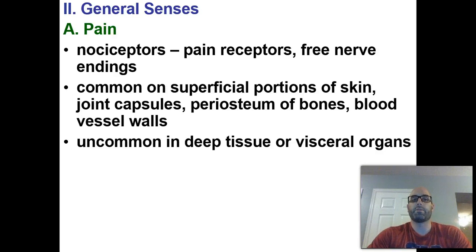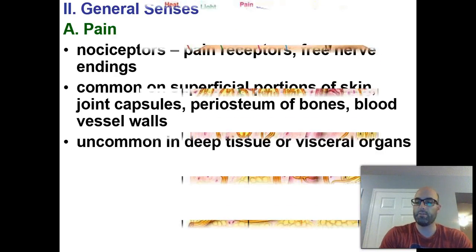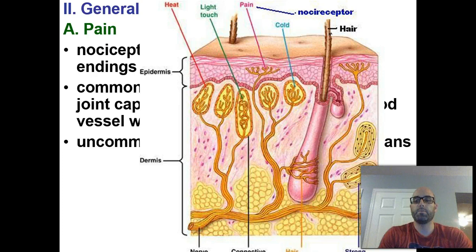Believe it or not, pain receptors are very uncommon in deep tissue or around visceral organs. So this probably has to do with why surgery can be so easy, but it also has to do with why we have to be put down or put out during surgery. And if you look here, nociceptors or pain receptors, which are right here, are actually some of the most superficial, or closer to the surface of the body, pain receptors that are actually in the body.